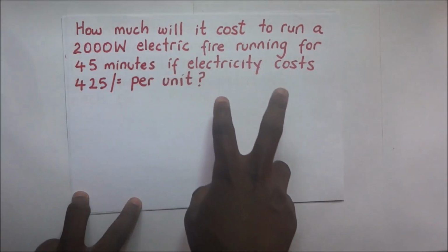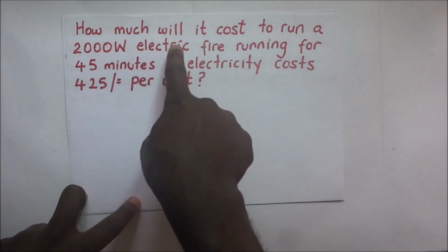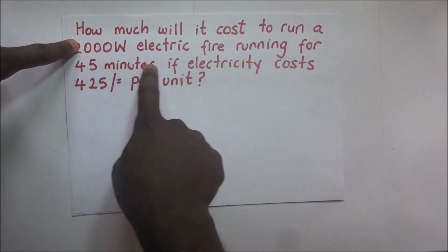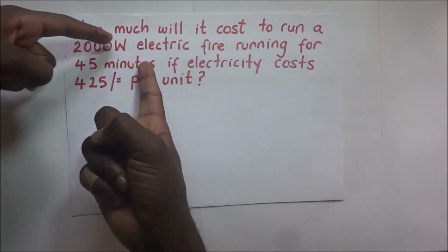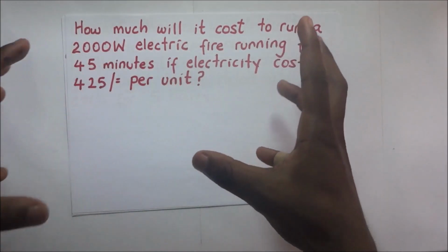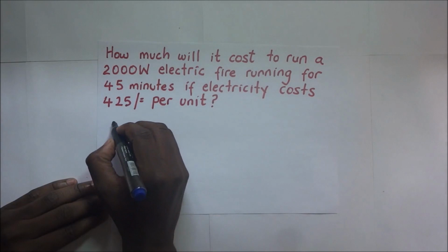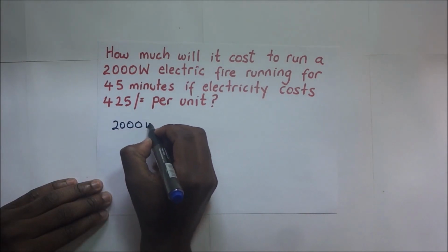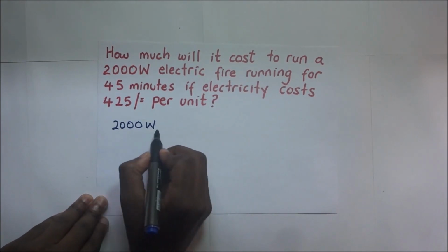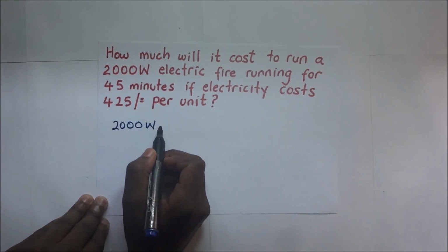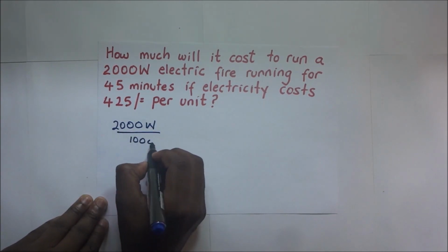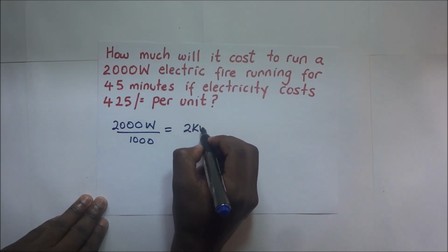So this one is running a 2,000 watt electric fire, and it's running for 45 minutes. Since it is 2,000 watts, running for 45 minutes, we're supposed to first convert this into kilowatt hours. When we convert it to kilowatt hours, then we are able to determine the cost. So it is running 2,000 watts. To convert those to kilowatts, it's going to be 2,000 divided by 1,000 to make them 2 kilowatts.